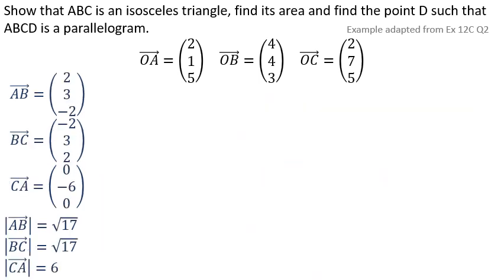For the next part, we're going to see if we can work out the area of this triangle. I've kept the information we had from the beginning about the vectors AB, BC, CA, but we're going to do a bit more work here. We're going to draw a sketch, and I should stress here we're dealing with 3-dimensional vectors.